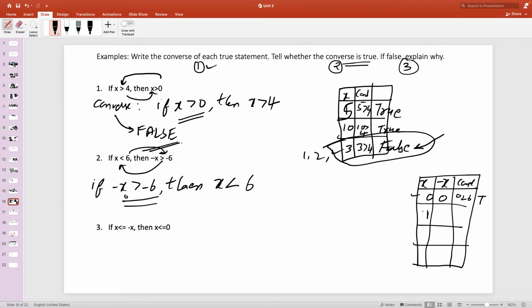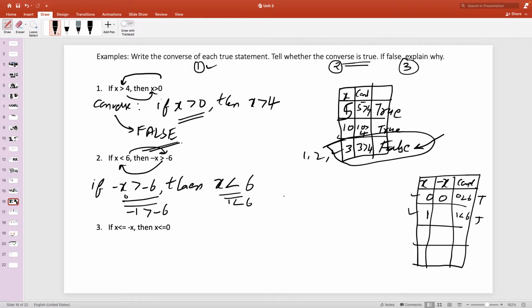Now let's pick x is equal to 1. So when x is 1, this becomes minus 1. Minus 1 is definitely greater than minus 6, so the if condition is true. Now let's see this part. x is 1, so the condition is 1 less than 6, which is again true, right?